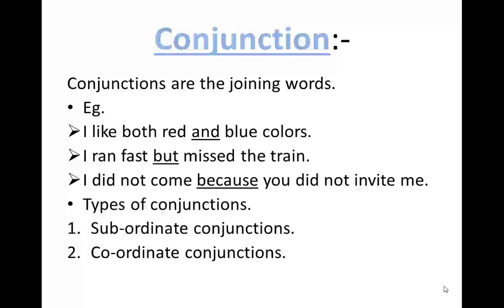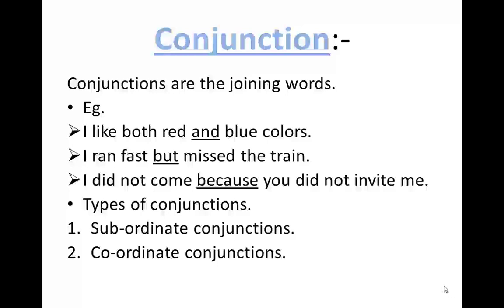Conjunctions, connection or joining words. You people have read it already. The types of conjunctions are subordinate conjunctions and coordinate conjunctions. Subordinate conjunctions are conjunctions that join sentences, one of which is dependent on the other.